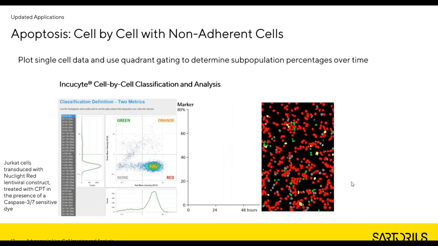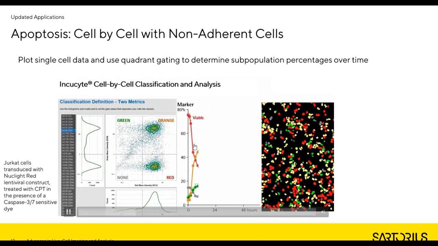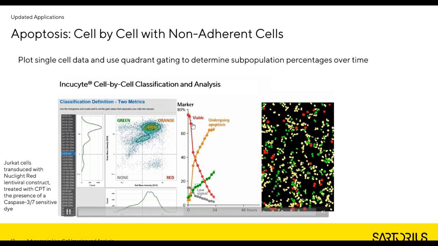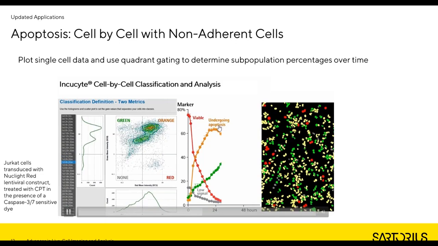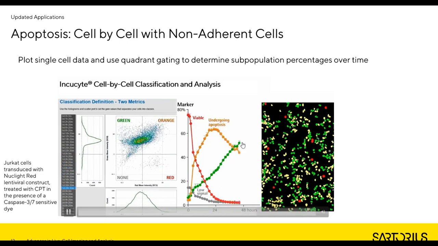Here's that same data, but here we're showing it on non-adherent cells. So I've got a nice little video that shows how these populations shift from quadrant to quadrant over time. And we've also got this live graph over here showing you what percentage of the population is going to be viable, undergoing apoptosis, or is going to be in late apoptosis as indicated by this green group.